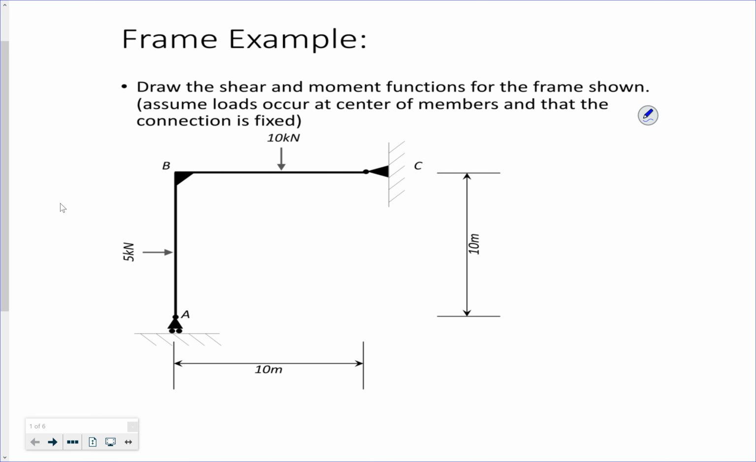We've got a beam and a column, and we have a horizontal lateral load on my column and a gravity vertical load on my beam. And it's got a fixed connection, so it's a moment frame.